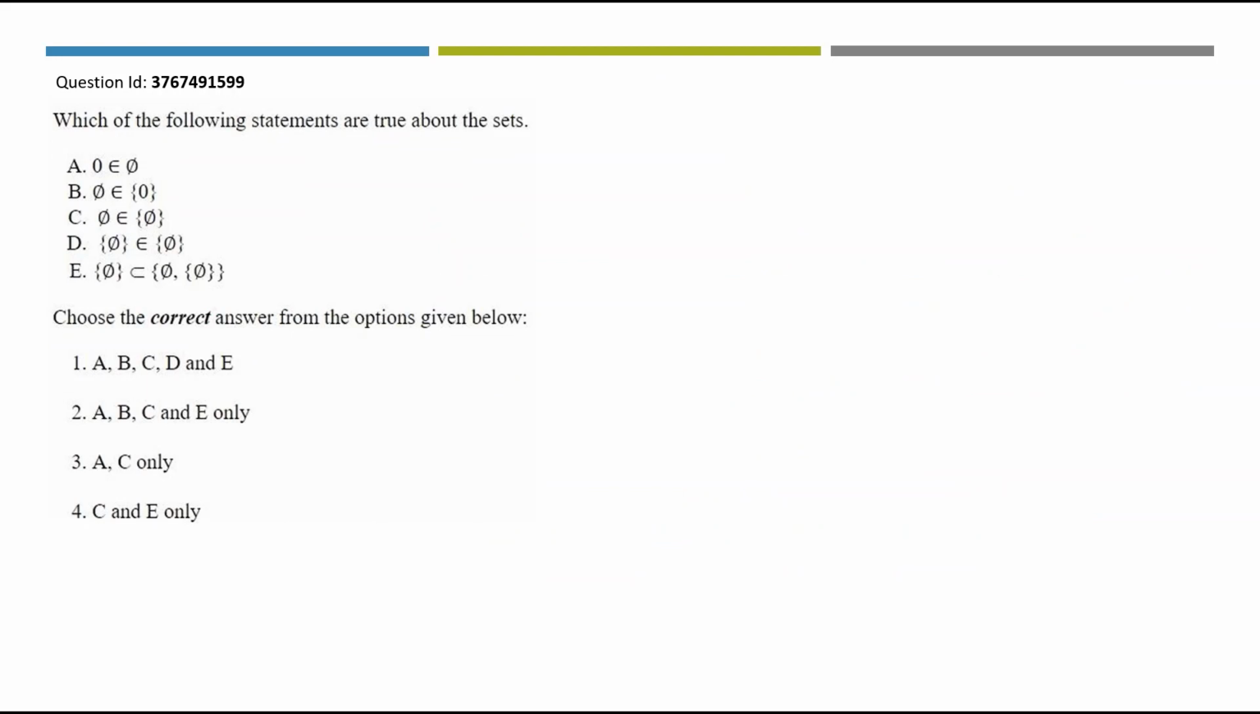Next question. Which of the following statements are true about the sets?